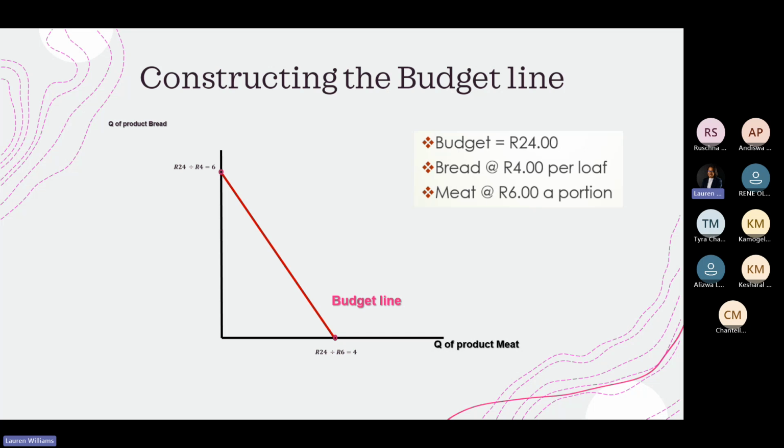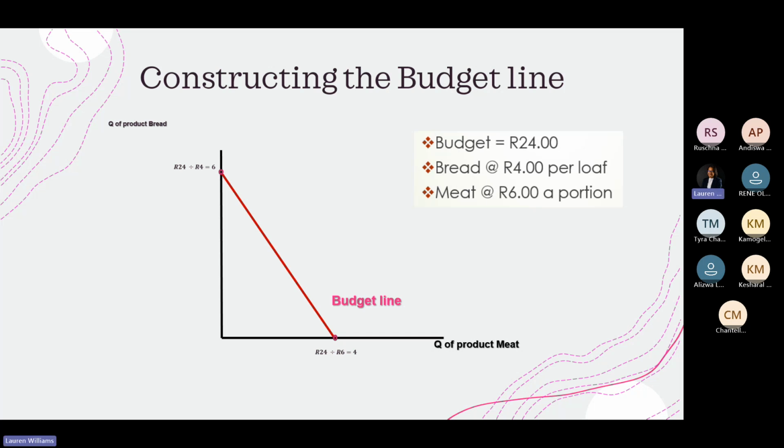So the way we do that is we take our total budget and we divide it by the individual prices of each product. So it's your total budget divided by the price of bread, and then your total budget divided by the price of meat. And then we will get our intercept points. So if we do that, it's 24 total budget divided by 4 Rand, the price of bread, and that gives us an intercept point of 6, meaning if I utilize my entire income on just bread, I will be able to purchase 6 loaves of bread.